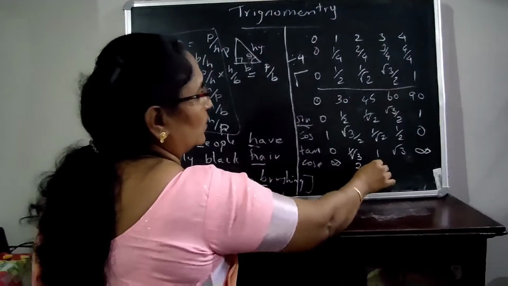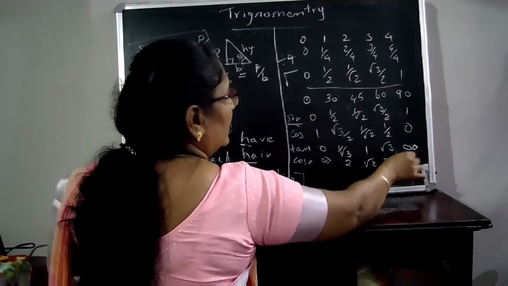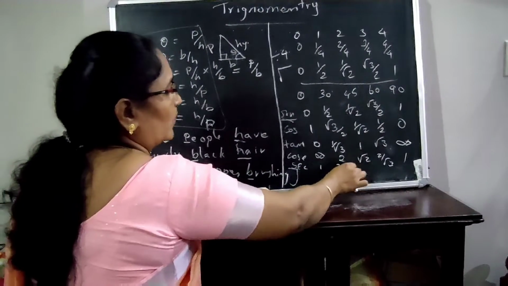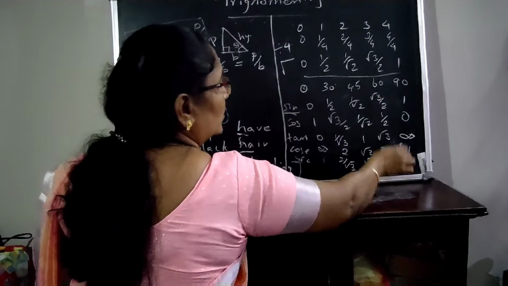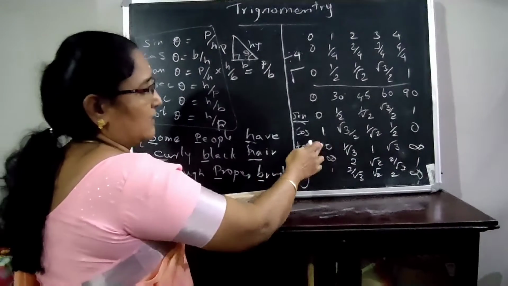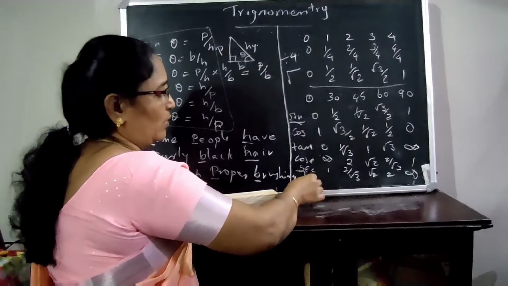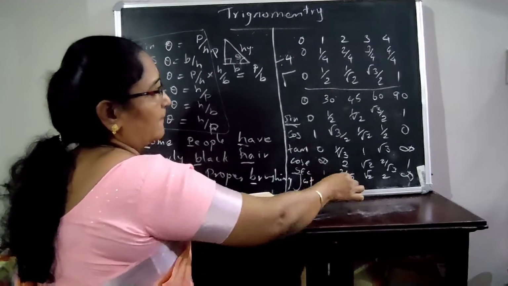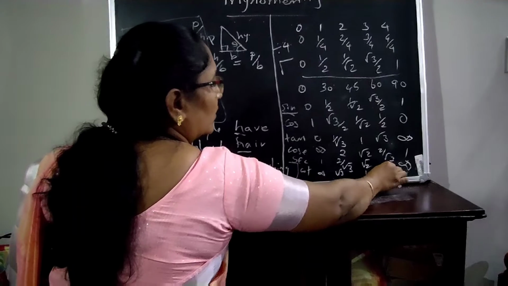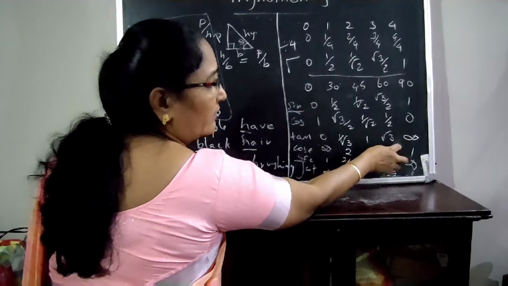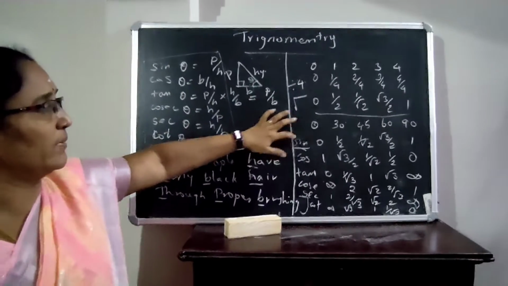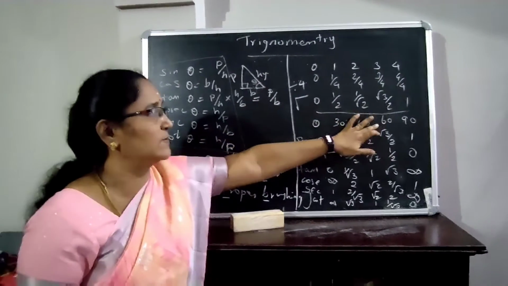Then 2, root 2, 2 by root 3, 1. In the same way for secant: 1, 2 by root 3, root 2, 2, and for 90 it is 1 by 0, so infinity. For cot, 0 reciprocal is 1 by 0, infinity. Then root 3, 1, 1 by root 3, and the last value is 0. These are the trigonometric values of 0, 30, 45, 60 and 90.